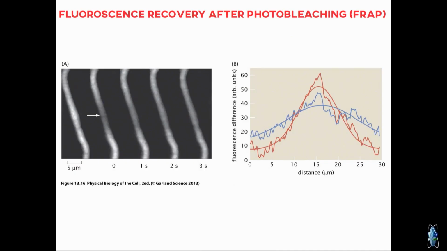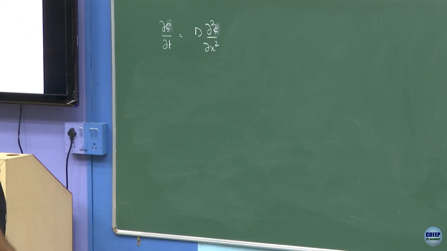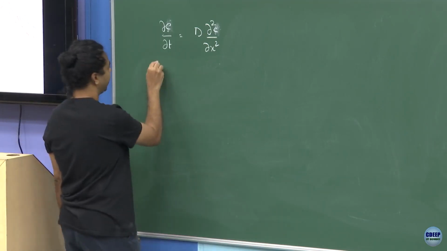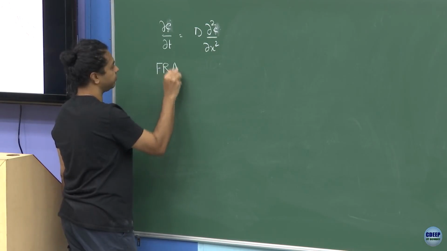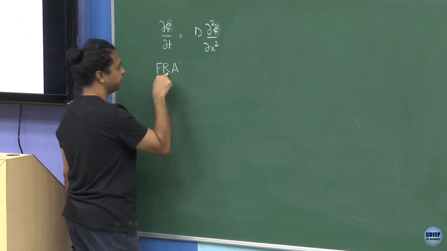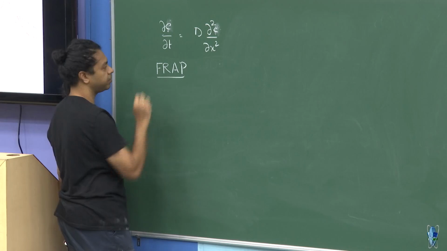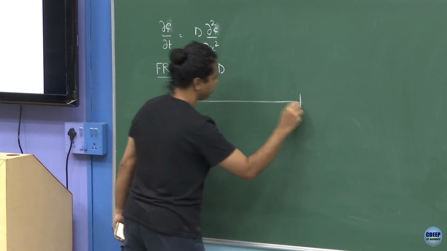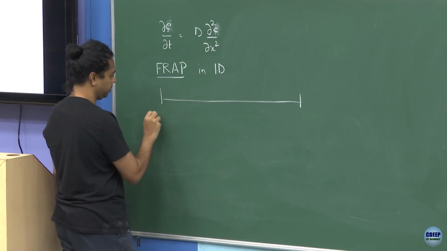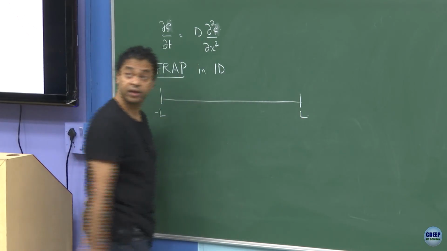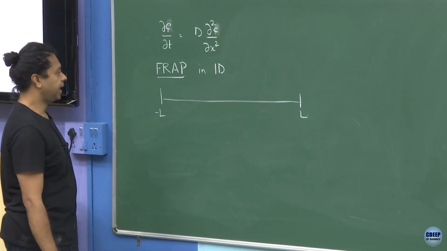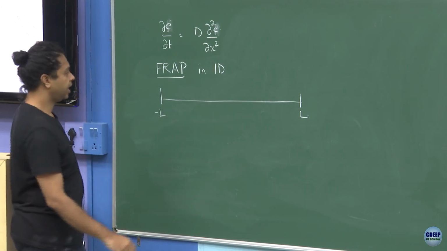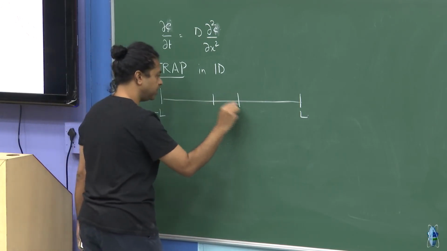So here is my diffusion equation. Since I'm looking at concentration of molecules, let me just write C. I'm going to consider this FRAP experiment, this fluorescence recovery after photobleaching, in one dimension. What does that mean? That means that I have some domain, let us say from minus L to L. I had some concentration. I choose a window and I photobleach that window.